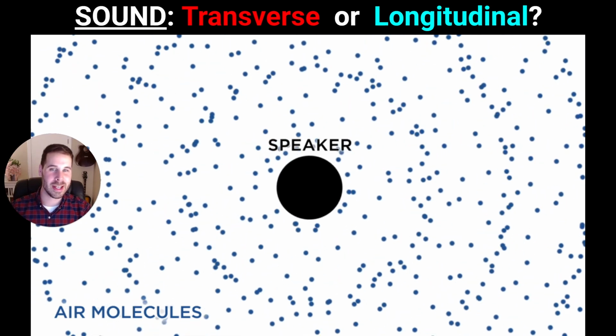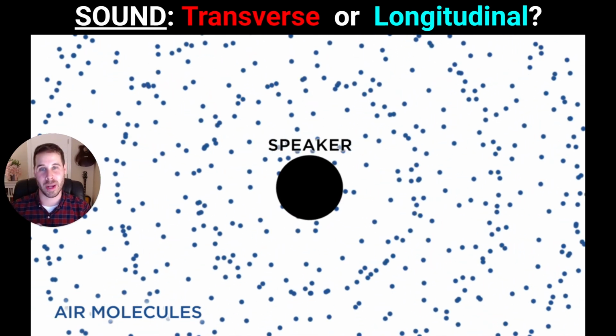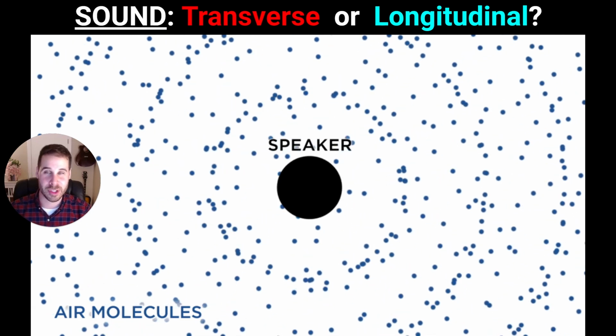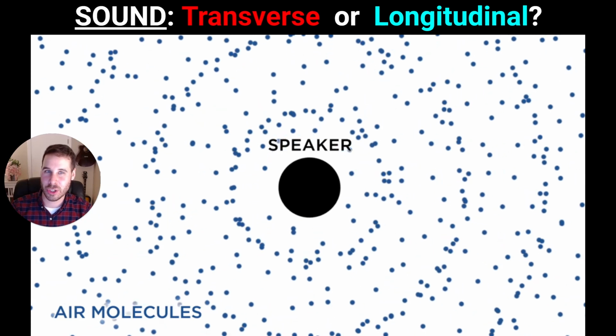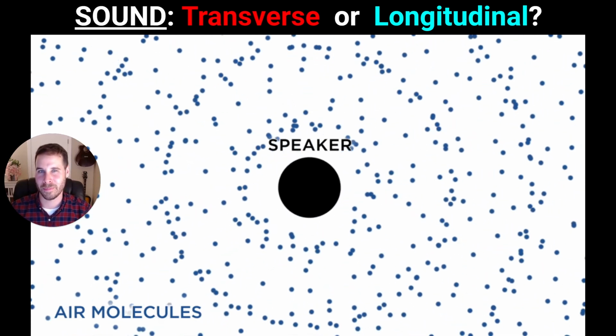What you're looking at here is a speaker that is emitting sound waves, and each of these blue dots represents an air molecule. Is this a transverse wave, or is this a longitudinal wave? Think about this for a moment.